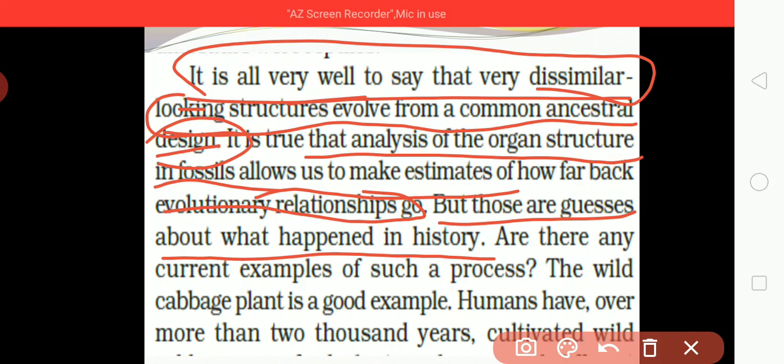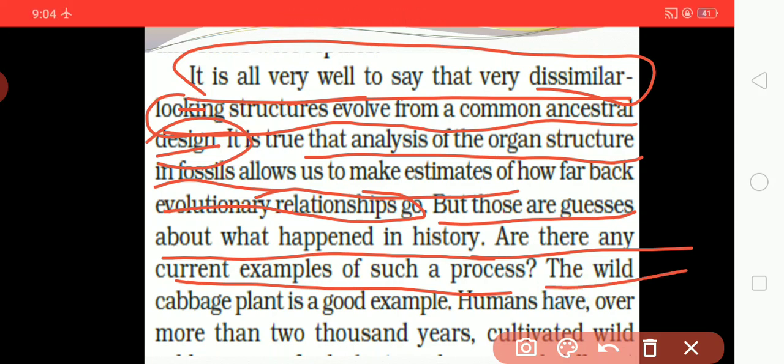Are there any current examples of such processes? That is one of the things, or guesses, that can be established, that this can be there in ancient times. A current example of such a process is the wild cabbage. If we talk about the wild cabbage plant, it is a good example.